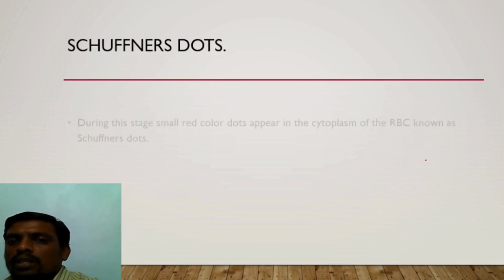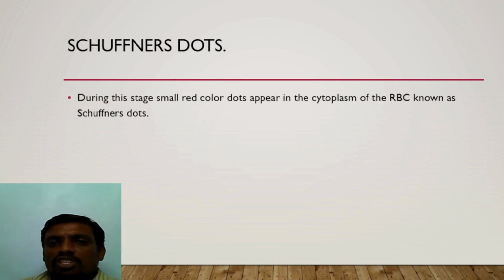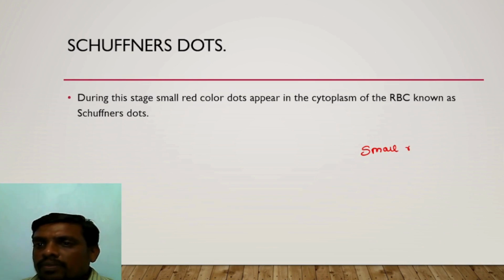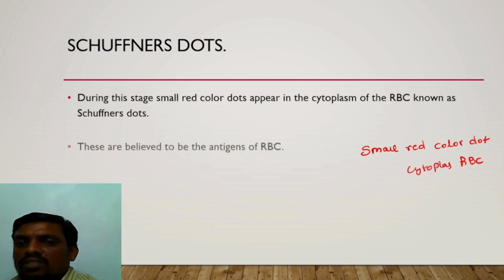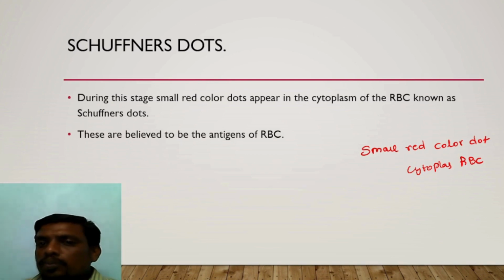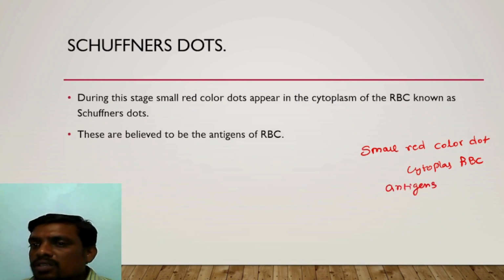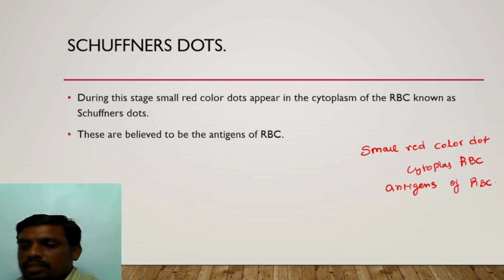Then what are Schüffner's dots? Schüffner's dots are small red colored dots that appear in the cytoplasm of the RBC. These red colored dots are known as Schüffner's dots. These are believed to be the antigens of RBC, produced by the RBC.